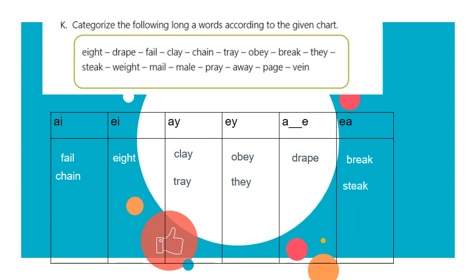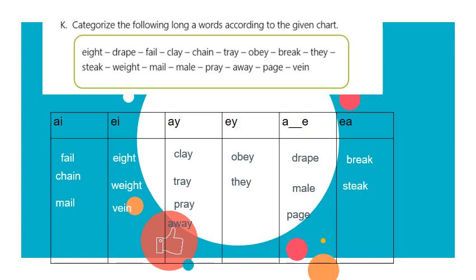EA. Wait, EY. Mail, AI. Mail, okay, this mail different from this mail. This mail, the message, the letters that you receive in the mail. The second mail with ALE means the man, okay? So here the mail I have ALE, then A consonant silent E, it has to go under this group. Pray, AY. Away, AY. Page, page also I have A consonant E, it has to go under this group. And the last one, vein, vein under the group of the group title EI.